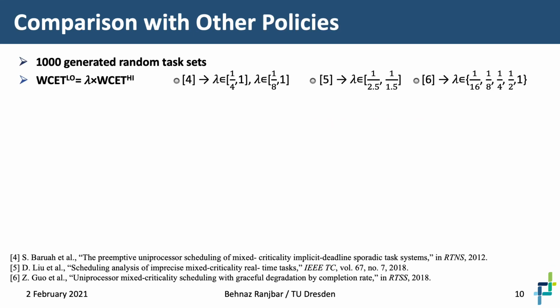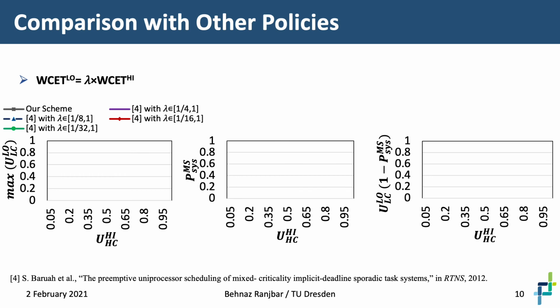In this slide, we compare the objectives under our proposed scheme and the other policies. As mentioned previously, the current policies, like these 3 papers, use different percentages of the high WCET set to obtain the low WCET set. Since all articles have the same policy, we choose one of them as a representative methodology of all works. In our approach, by increasing the utilization of HC tasks, the maximum utilization assigned to LC tasks is decreased, and the mode switching probability is increased.